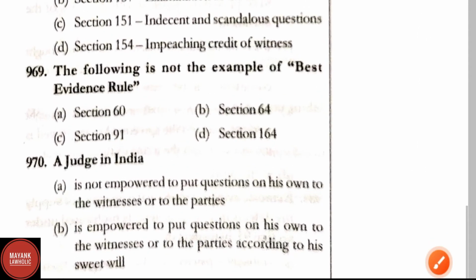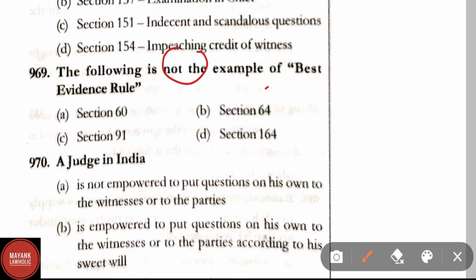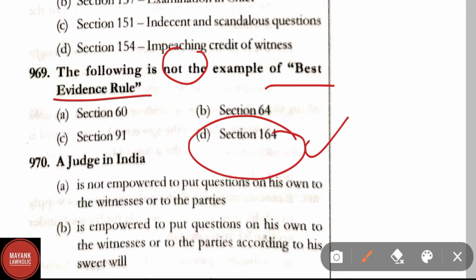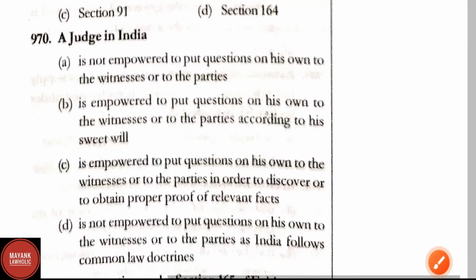Question number 969. The following is not the example of best evidence rule. Section 60, section 64, section 91, section 164. The correct answer is option D. Section 164 is not the example of best evidence rule.